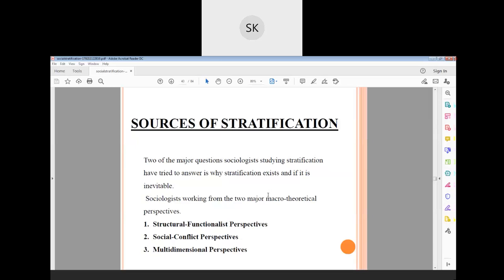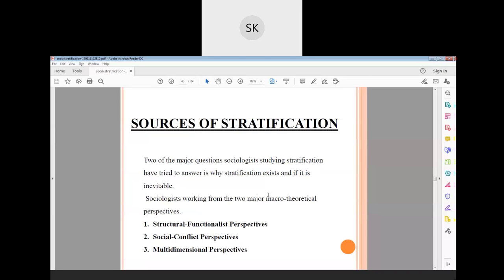Sources means there are three perspectives. These are the two major questions sociology studying stratification has tried to answer: why stratification exists and whether it is inevitable. Whether we can avoid this stratification, why it is inevitable and why stratification exists. Even if we can avoid it, why is it still not gone?